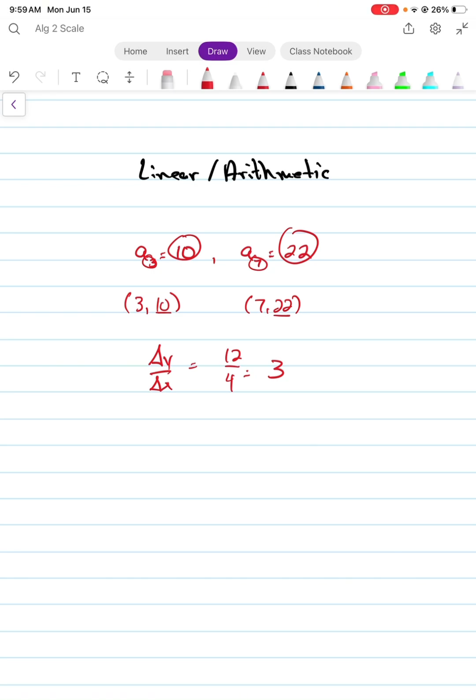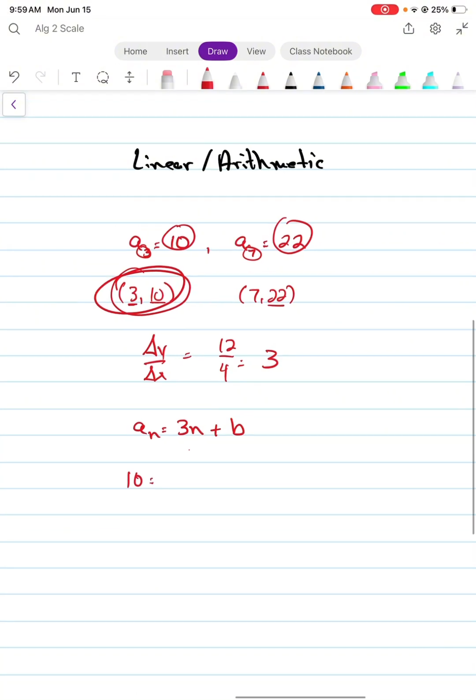Because now you have a sub n equals 3n plus b, and if you want to put b, since that's the letter we used a while ago, that's fine. And then you can plug in either point. So your y value is going to be 10. Your x value, or in this case n value, is going to be 3. As you plug it in and multiply it out, it gives you 9 plus b. When you subtract 9, you get a b value of 1.